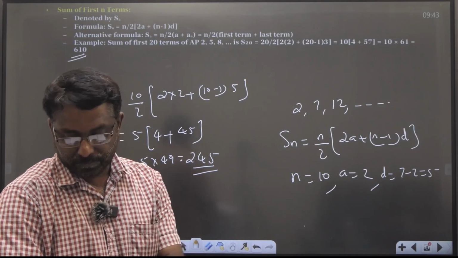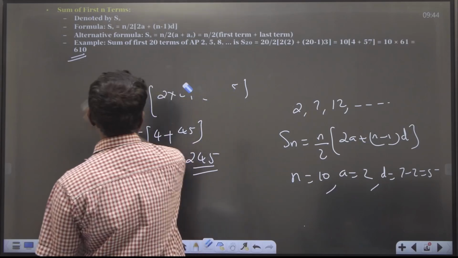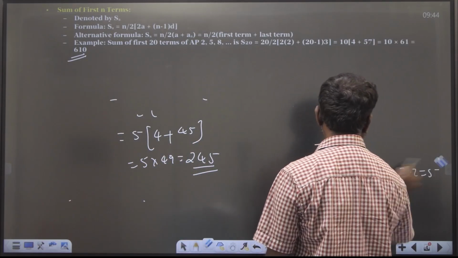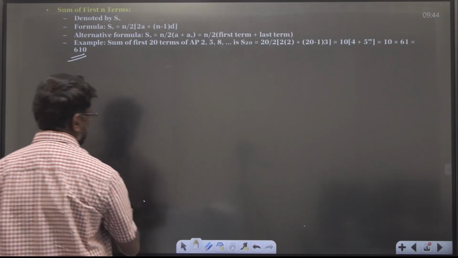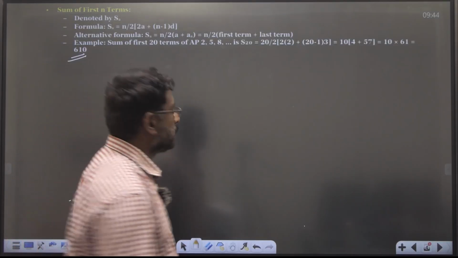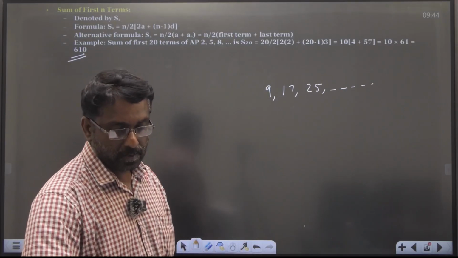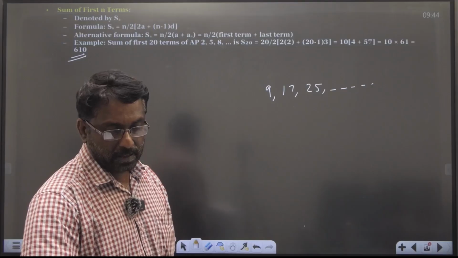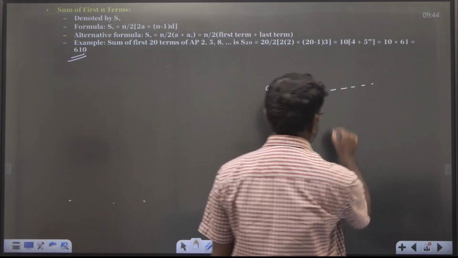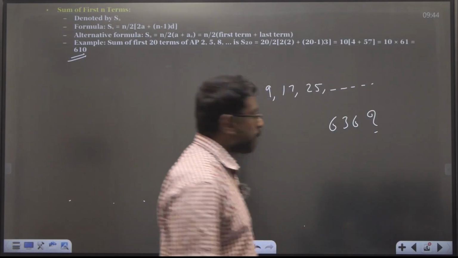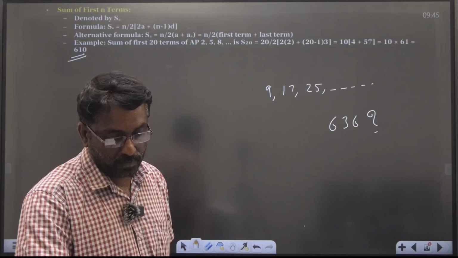And another question. How many terms of the AP 9, 17, 25, etc. must be taken to give a sum of 636?